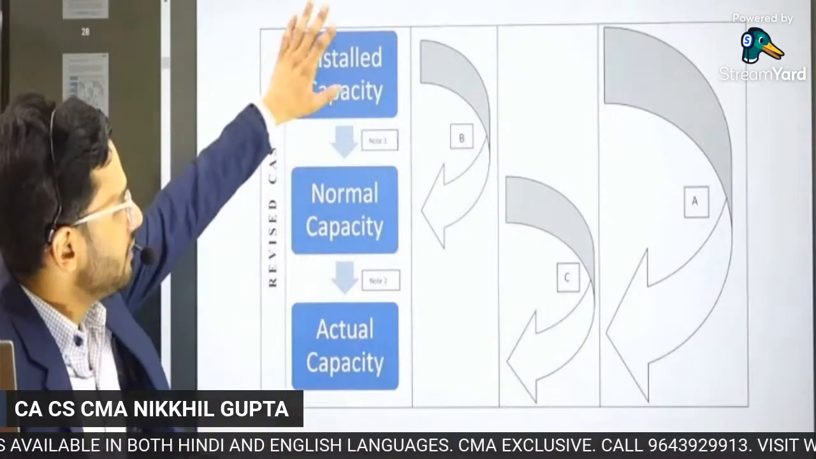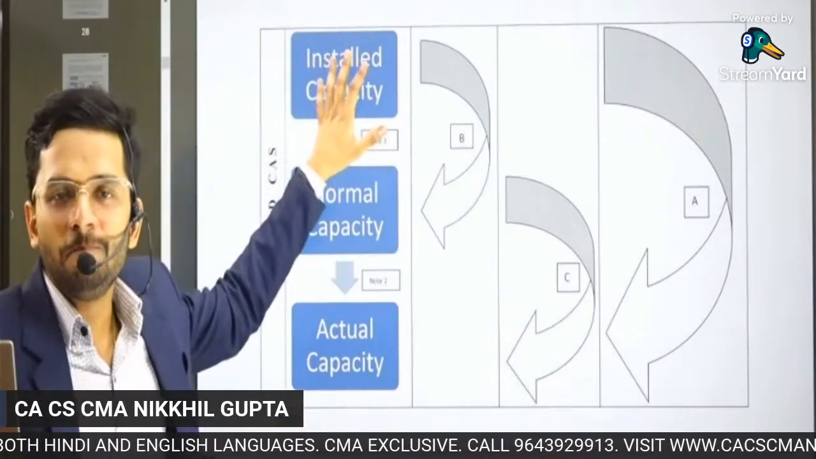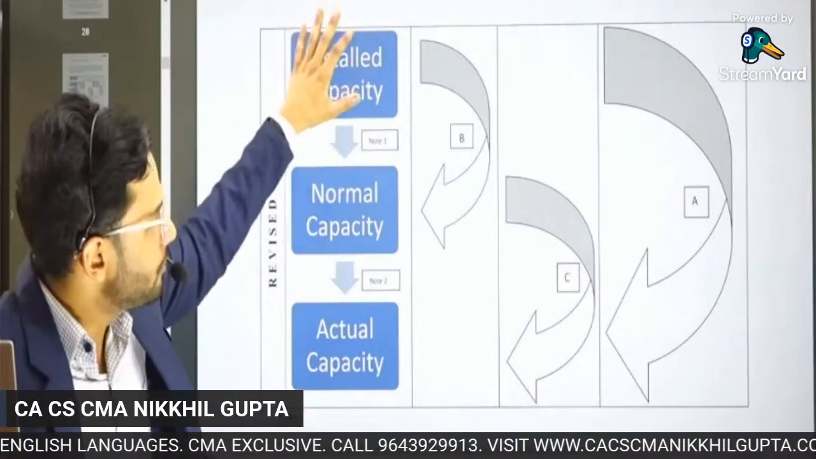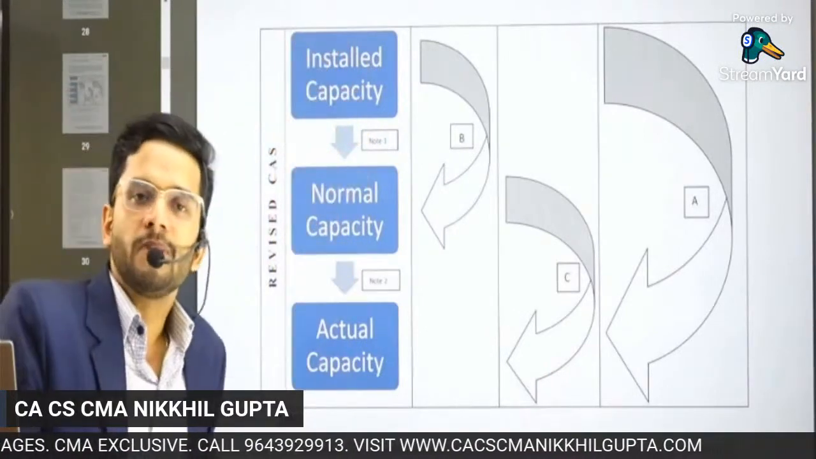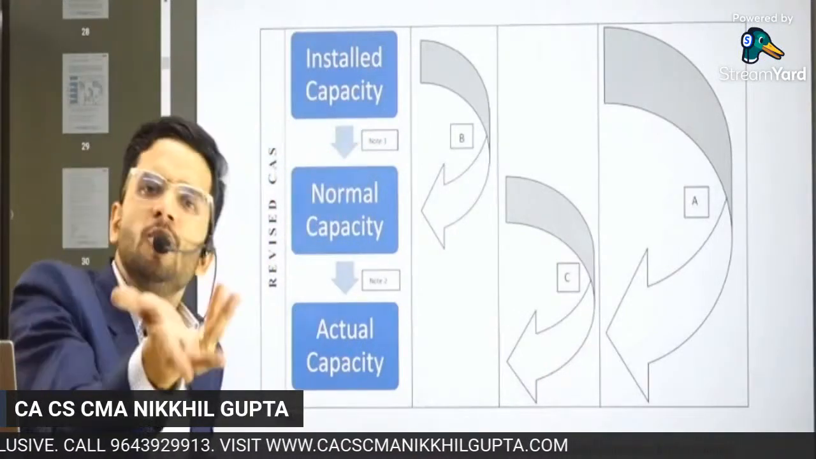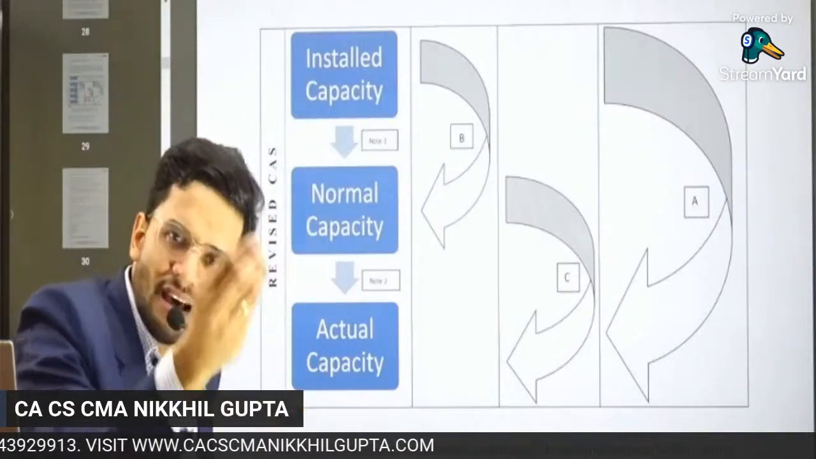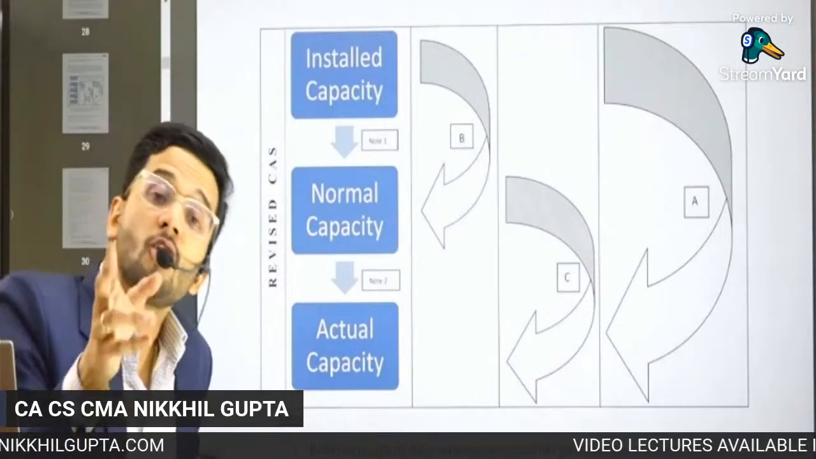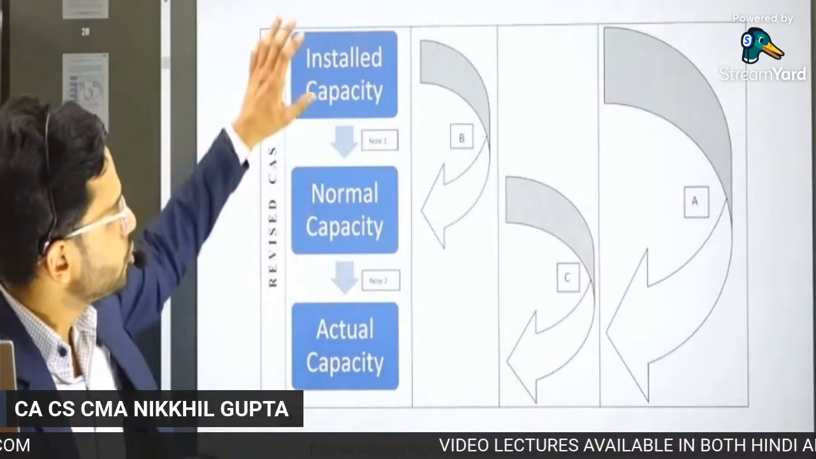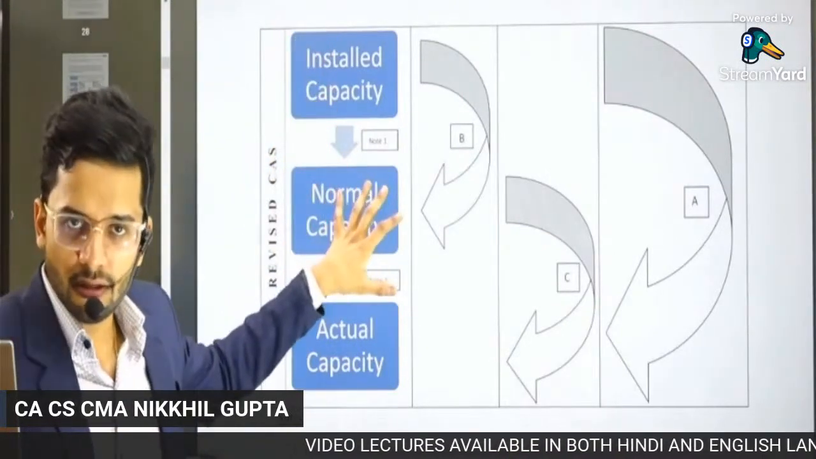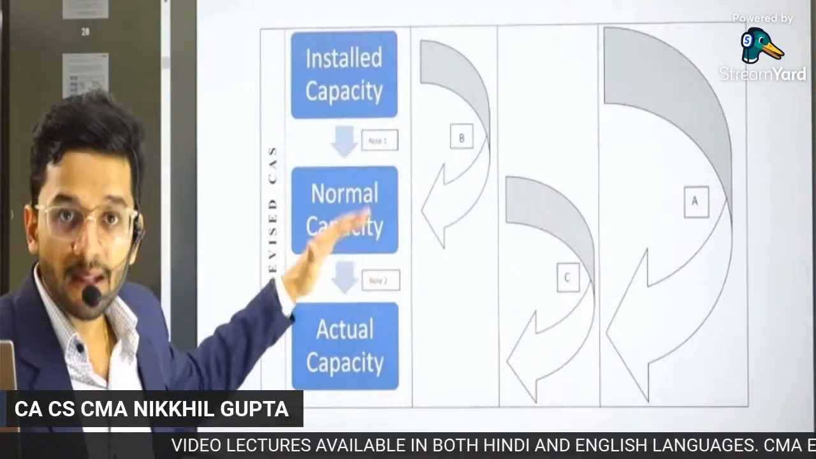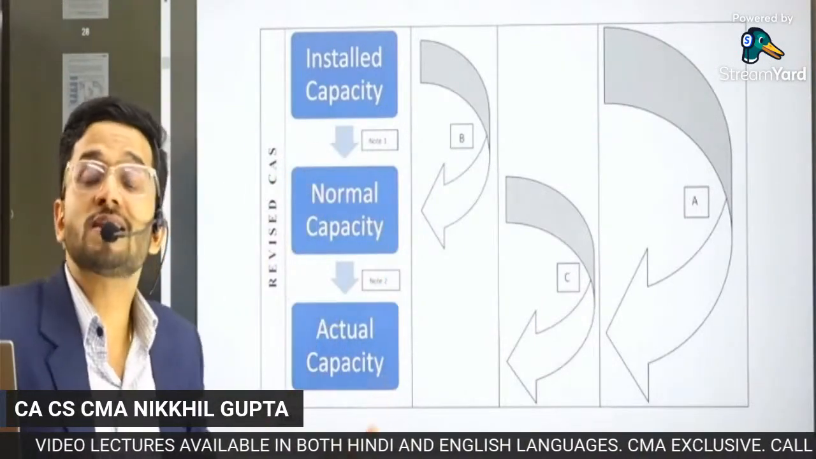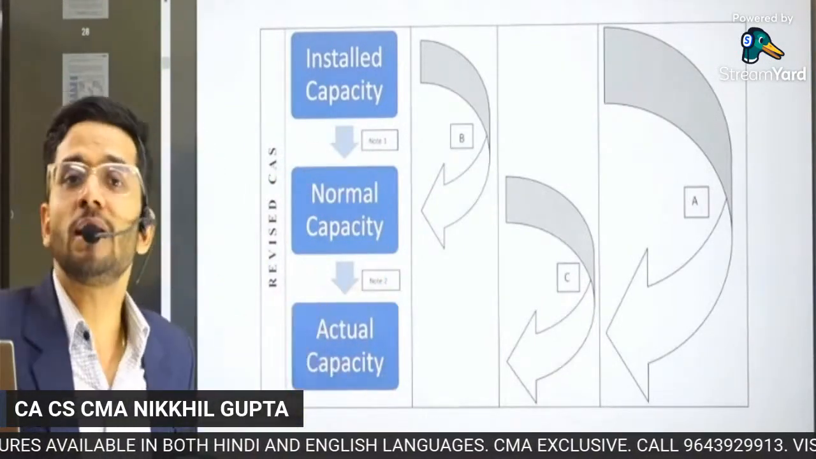To say it another way, if we reduce the normal reductions in capacity from installed capacity, it will give us normal capacity. Normal reductions means Sunday has to be off, a 1 hour lunch hour has to be given, planned maintenance will definitely happen. These are normal losses. So when we reduce the normal losses from installed capacity, it will give us normal capacity. And when we reduce all other losses, like abnormal losses, we will get actual capacity.